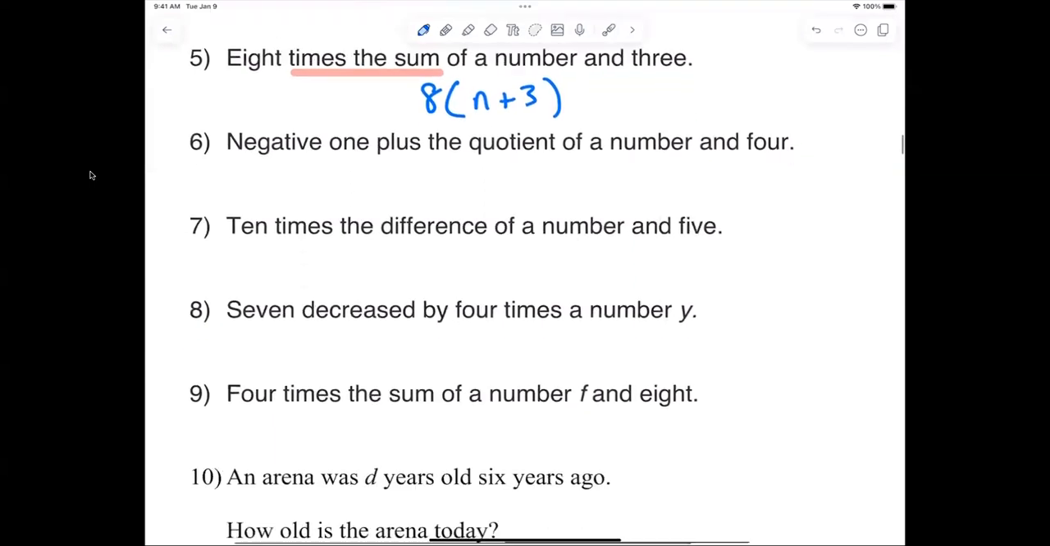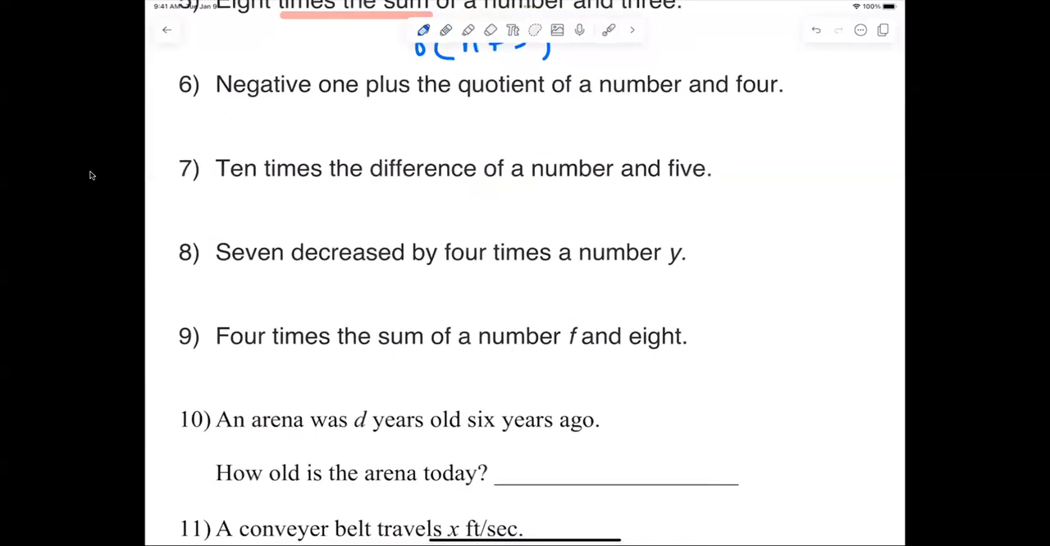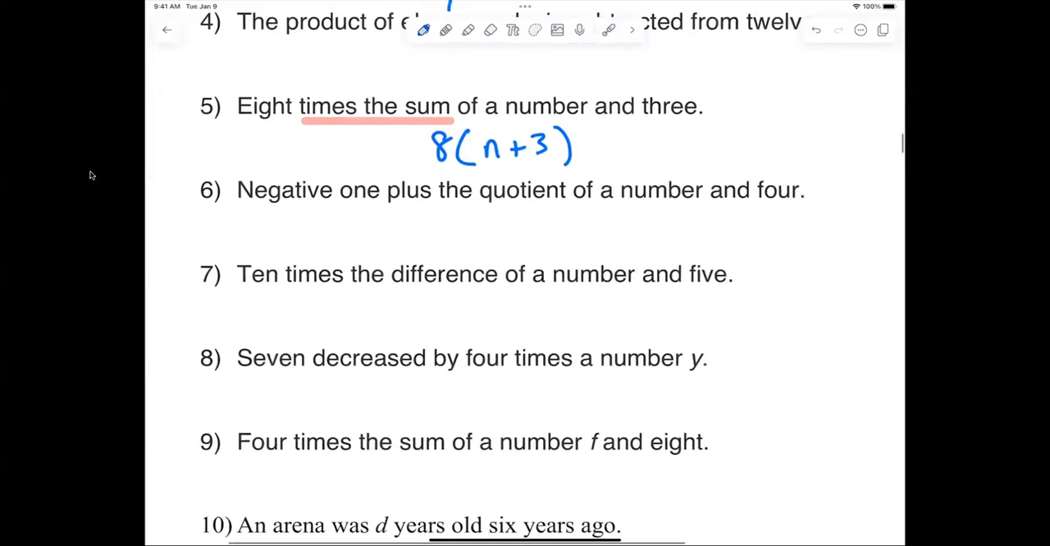All right, now number 7. There you go. I'm trying to make it so it's not just remembering things. All right, so I'm going to take 8 and I'm going to multiply it by something. Do you agree? I'm going to multiply 8 by the sum of these 2 things. Do you agree with me? So I need parentheses because if I don't have parentheses, it'll just multiply the 8 times the n and not the sum of n and 3.